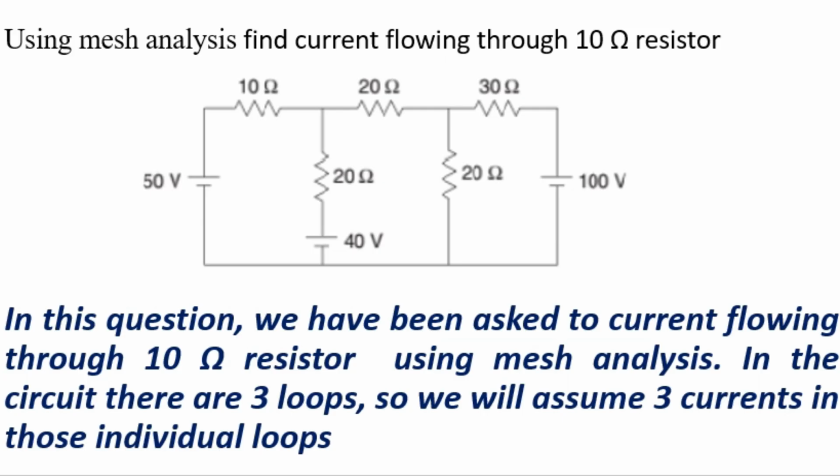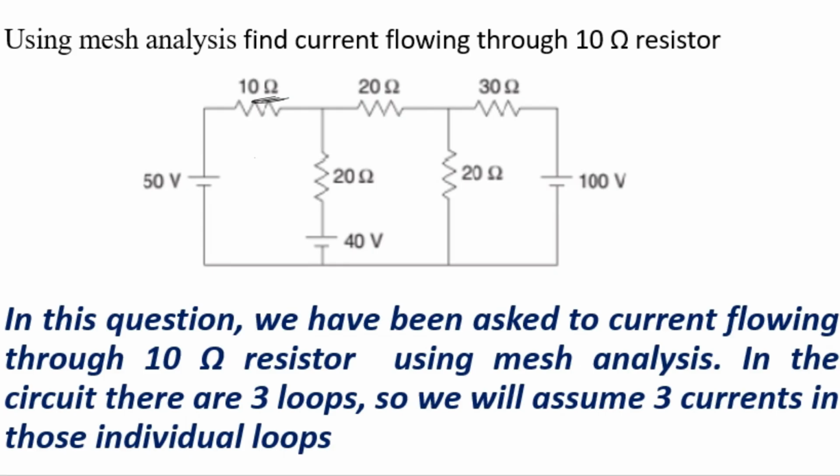6. Using mesh analysis, find current flowing through 10 ohms resistor. In the given question, you need to find out the current flowing through the 10 ohms resistor. This is the branch, here is the 10 ohms resistor.